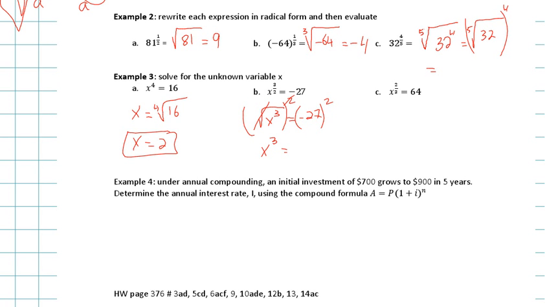720. Yeah, that's right. Good. Okay, so you see what happened right now? I got rid of that square root. Then what can I do to get rid of the cube?